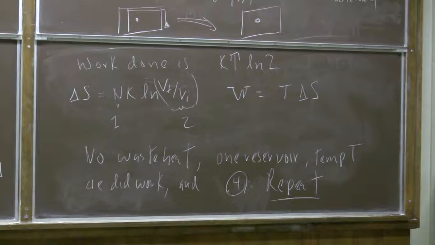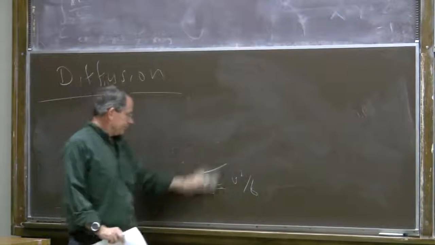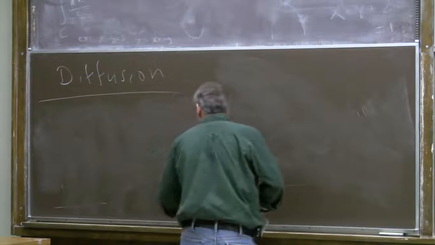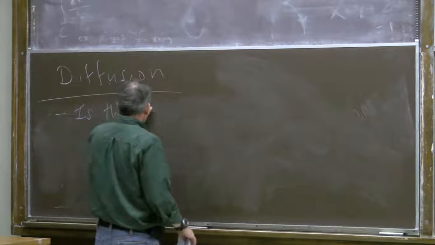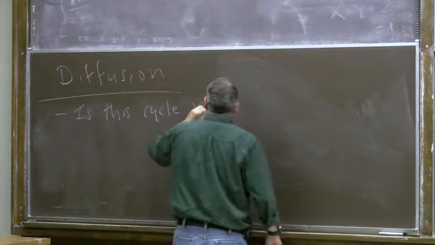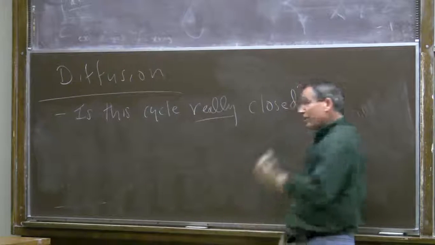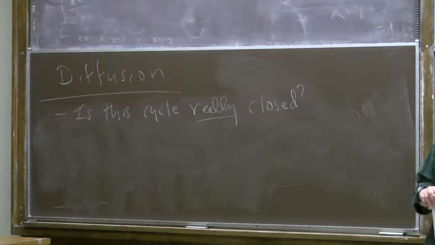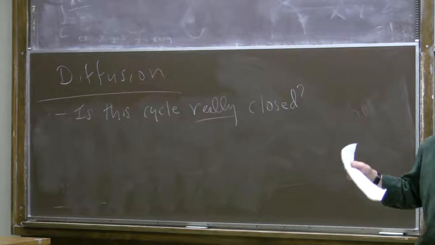Oh, we should always ask, when confronted with a heat engine or refrigerator that seems to do paradoxical things, is this cycle really closed? Is everything the same at the end of the cycle as when we began, or has something changed that we need to keep track of when we run the cycle over and over again?